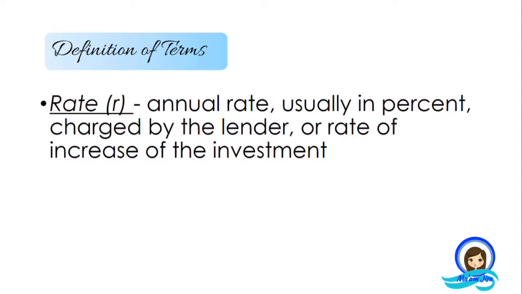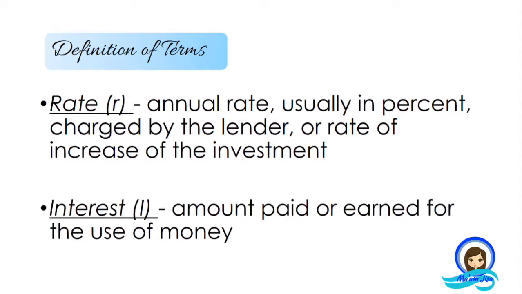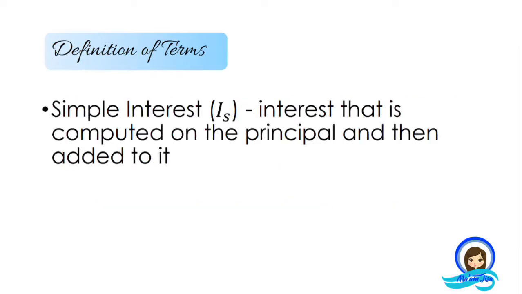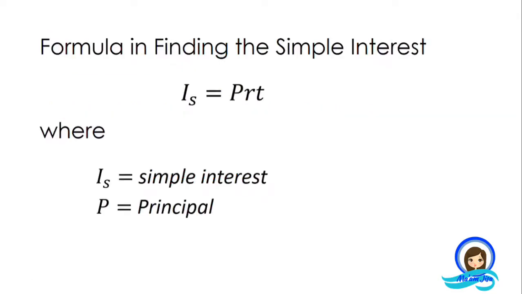And then we have the interest. This refers to the amount paid or earned for the use of money. Simple interest, I sub S, is the interest that is computed on the principal and then added to it. The simple interest is computed by this formula, I sub S equals PRT. P is the principal, R refers to the rate, and T refers to the time.